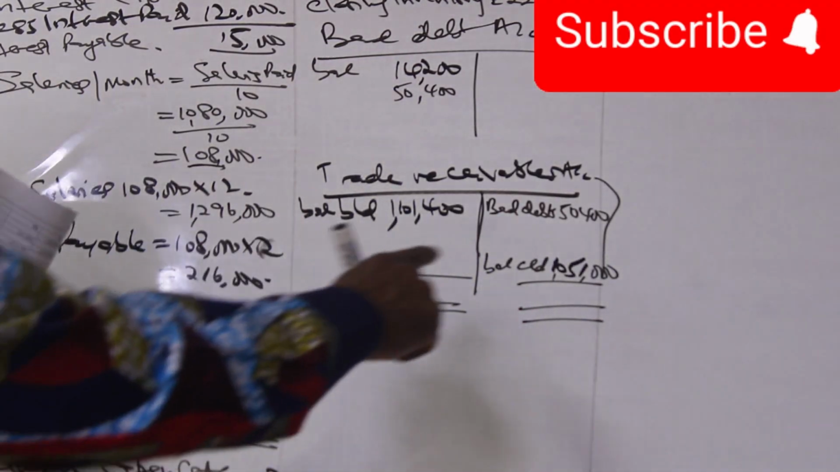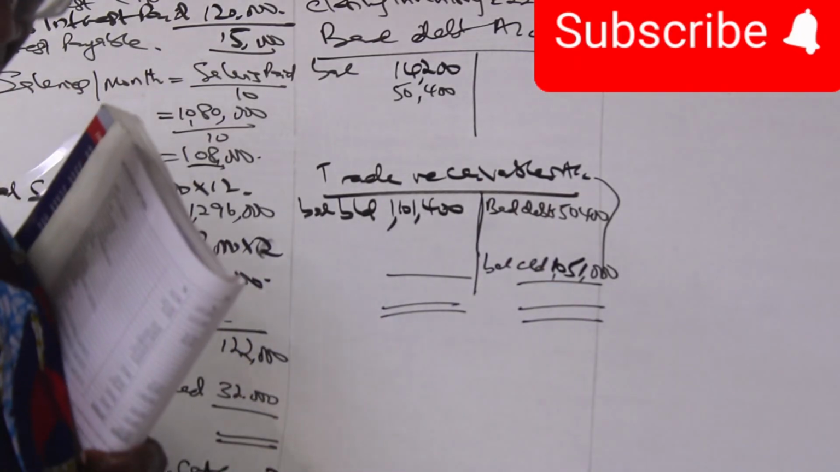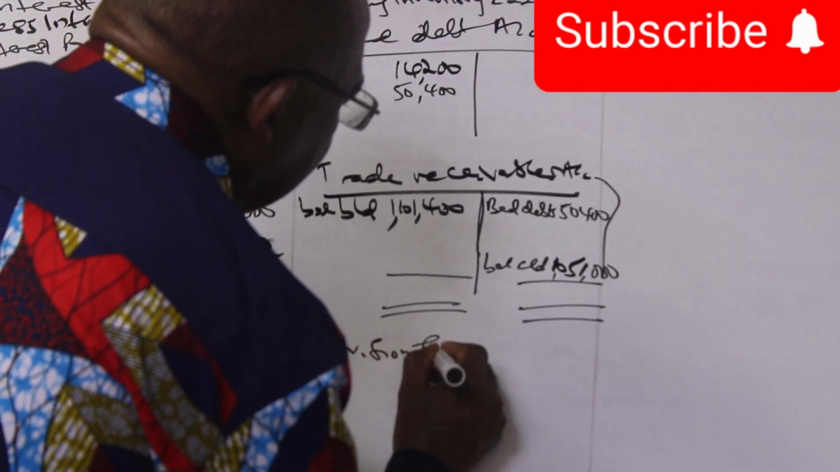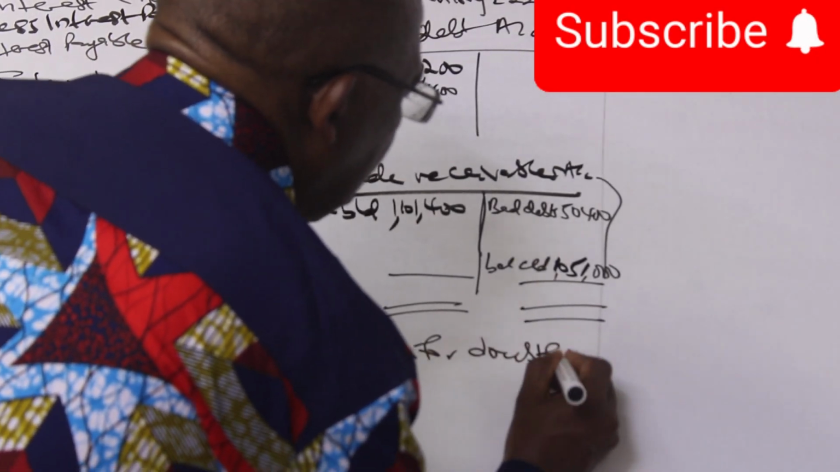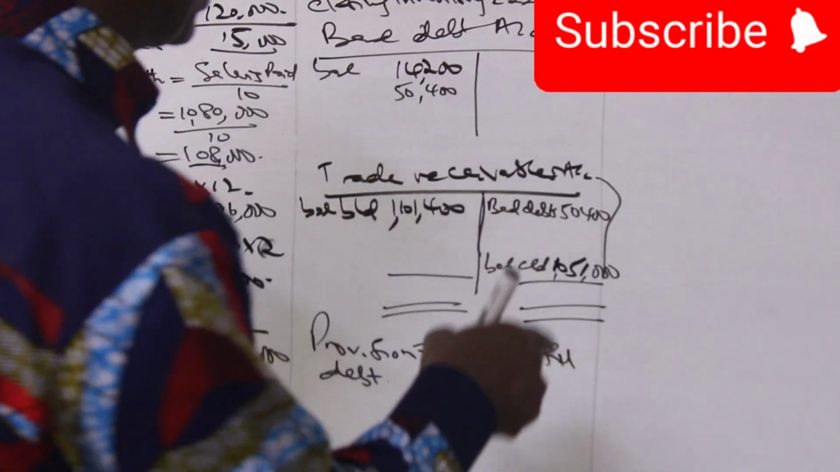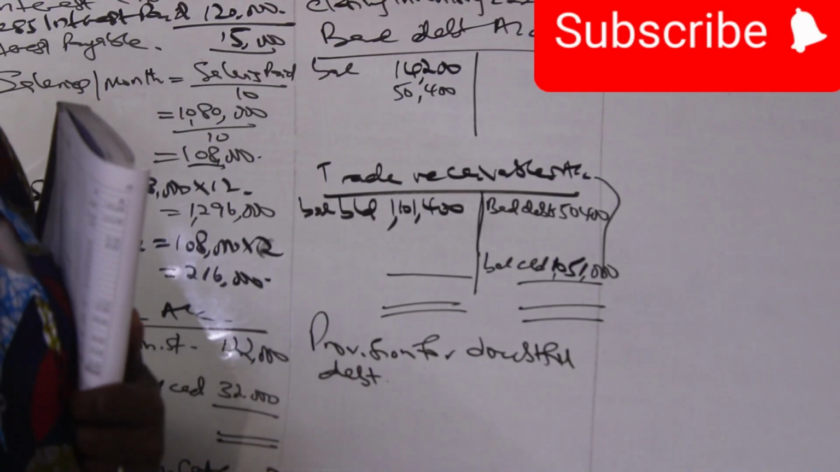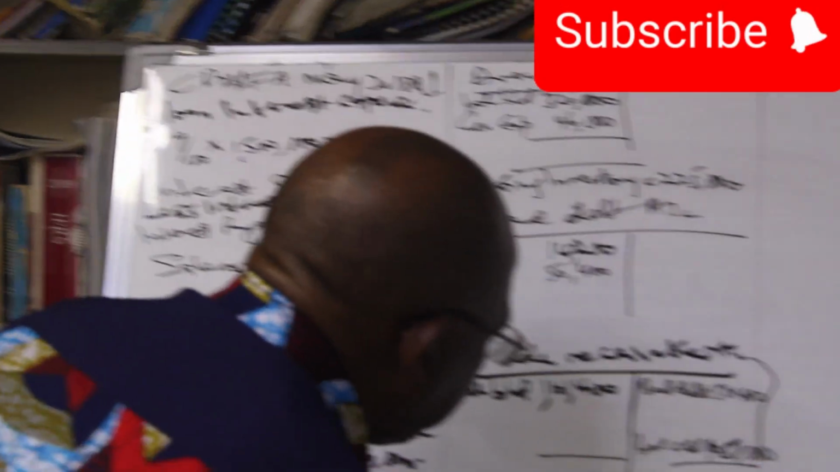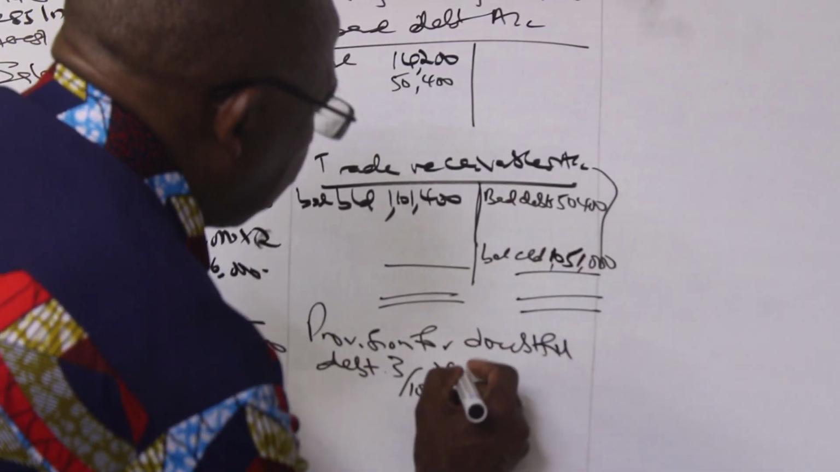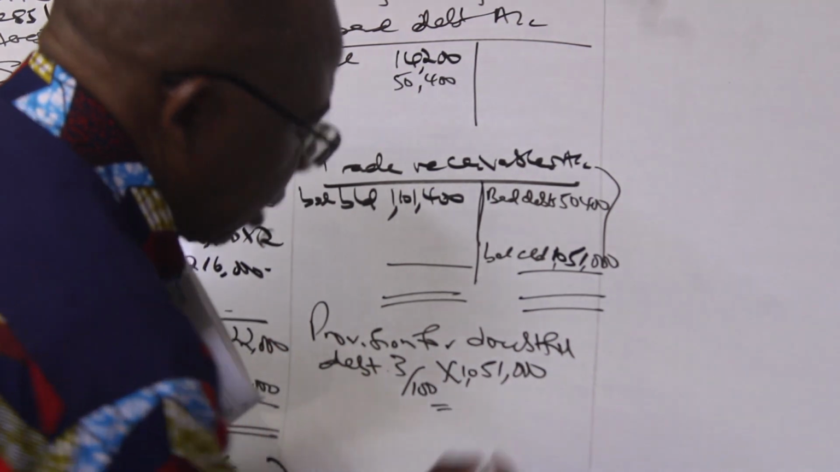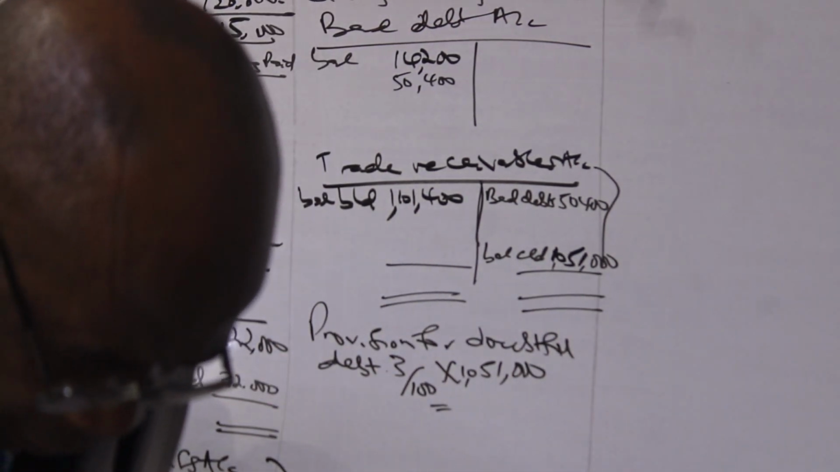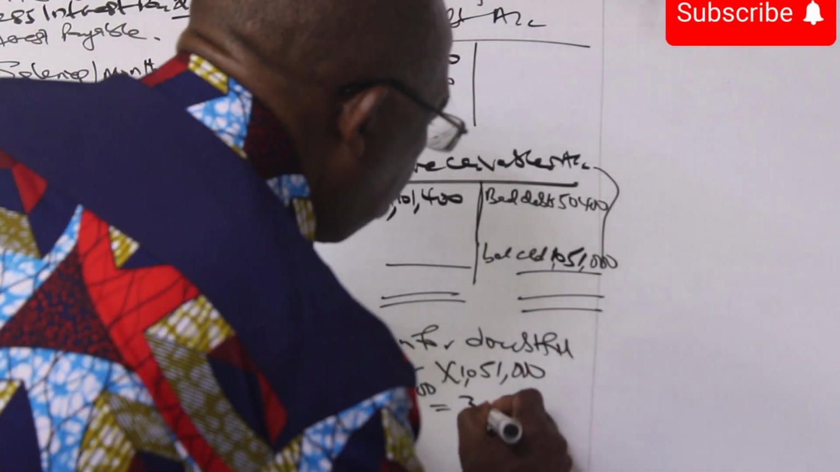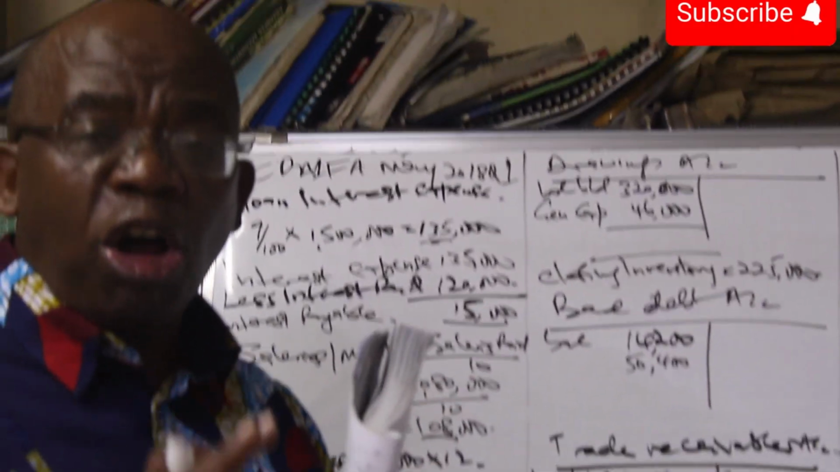thousands. And we are told now on this, after deducting bad debts, we calculate the allowance, provision for doubtful debts, basing ourselves on the trade debtors after deducting bad debts. The rate will be maintained at 3% of the remaining trade receivables. So 0.03 of 1,051,000, we get a figure of 31,530.